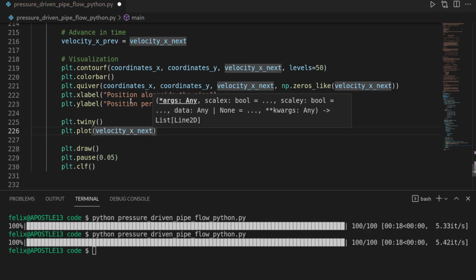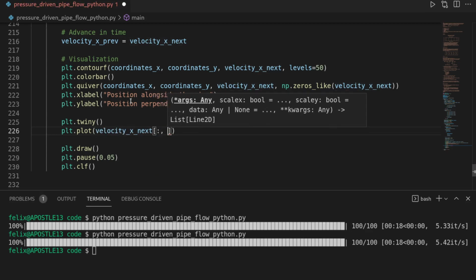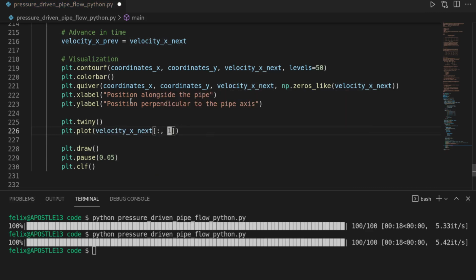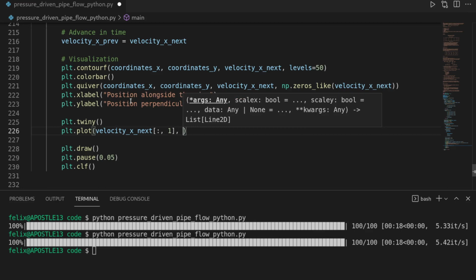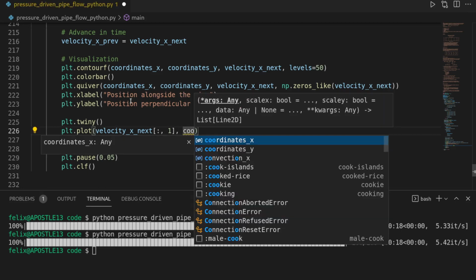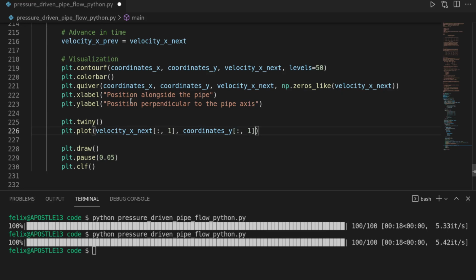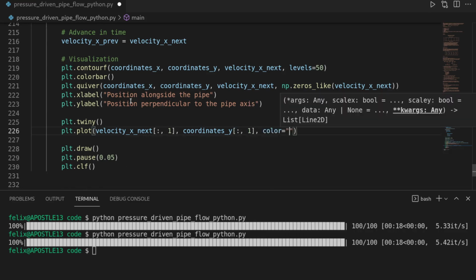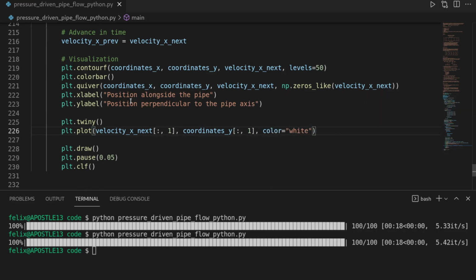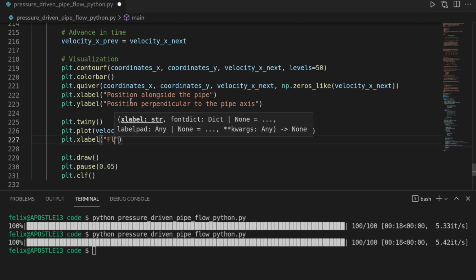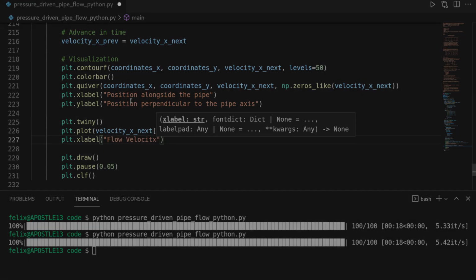So we'll use velocity x next, indexed at all y positions, and the first x position, which is actually the second because we have a 0 indexing. And then I will use the coordinates in y, indexed at all y positions, and then here also 1. And I want to use a white color here and use the x label, which is the flow velocity.